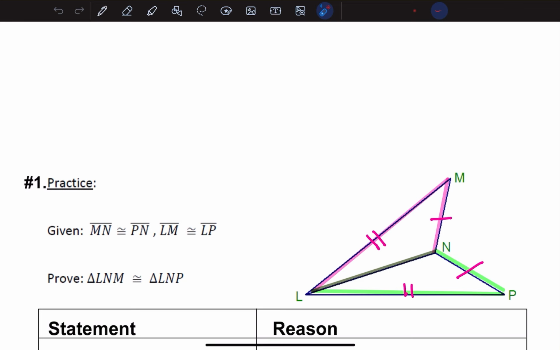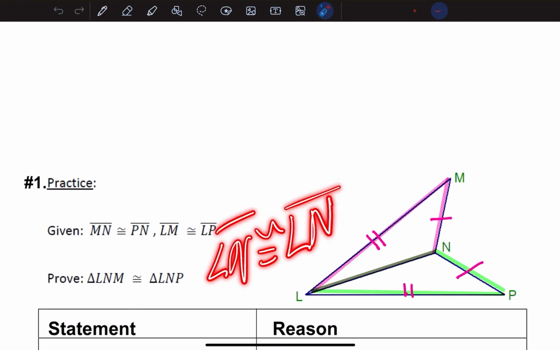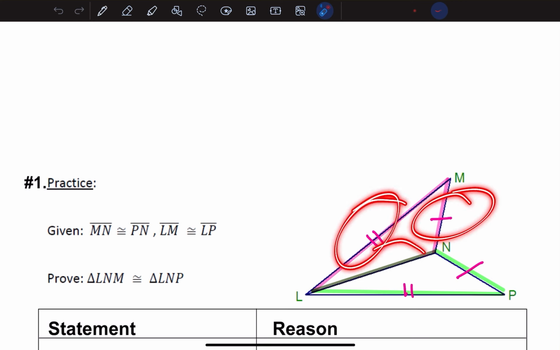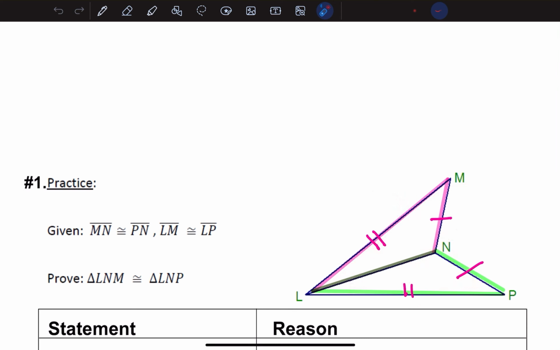Now, before I even start writing everything out, I want to start figuring out what theorem I'm going to use. Because I've highlighted these in 2 different colors, the colors kind of blended, but if you look, you can see that right here, LN has 2 different colors. So you know that LN is going to need the reflexive postulate. LN is going to be equal to LN. So based off of this, we'll know that there are 3 congruent sides in both triangles. So I know that my game plan is I'm going to use side, side, side.